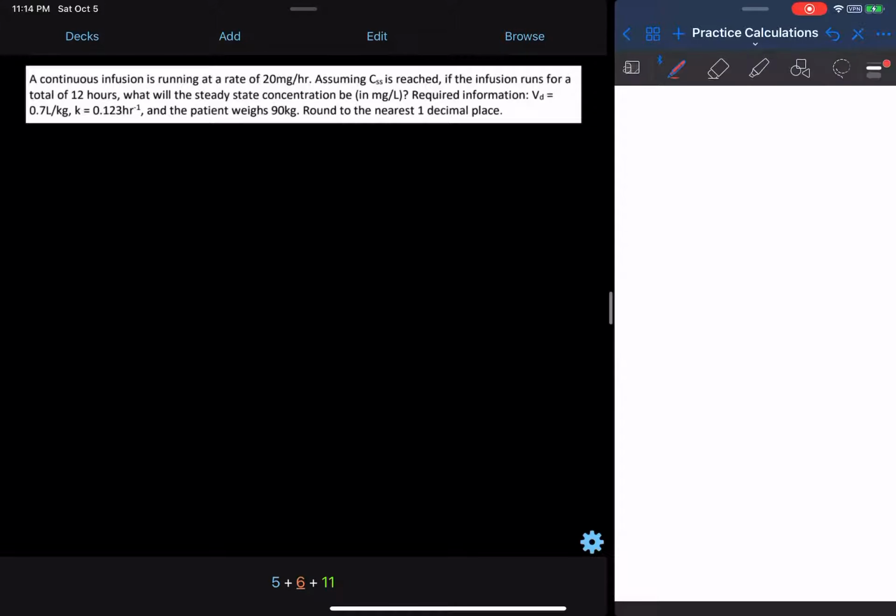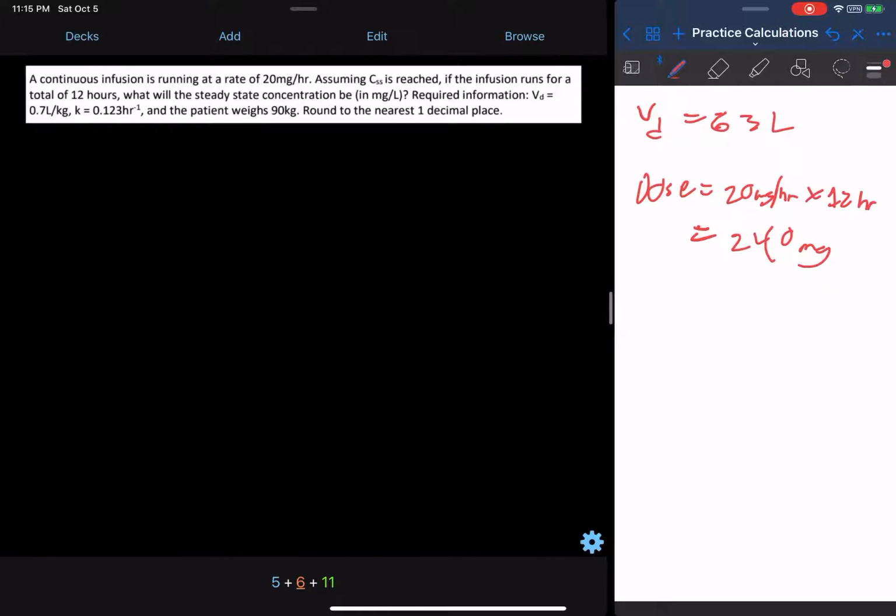So we got 63 liters here. My VD, I solved for 63 liters. So after you got that, the infusion runs for 12 hours. So let's solve for the dose. 20 milligrams per hour times 12 hours, 240 milligrams total.